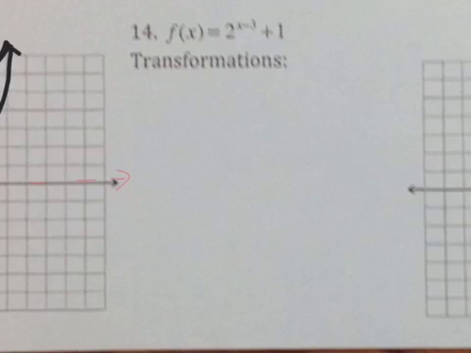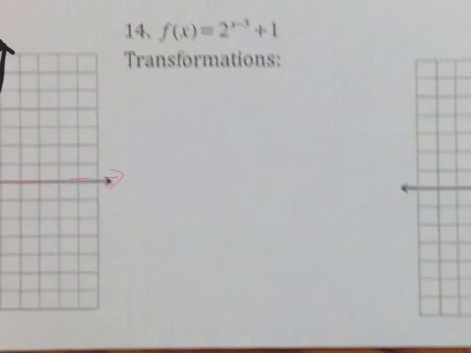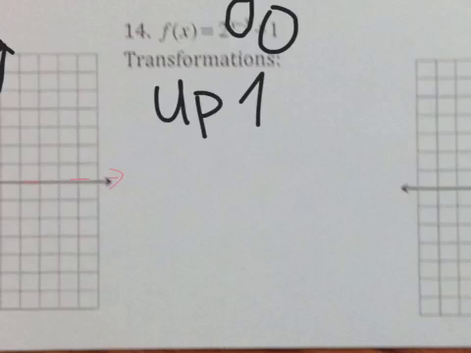The next part, number 14, says list the transformations. As far as our transformations, we don't have any multiplying going on here. We know our parent function was 2 to the x. So the only things really happening are this minus 3 in the exponent and the plus 1 on the outside. The plus 1 on the outside tells me that this is going to be a vertical shift, and vertical shifts do just what I think they're going to do. This is going to go up 1 with that plus 1 on the outside.